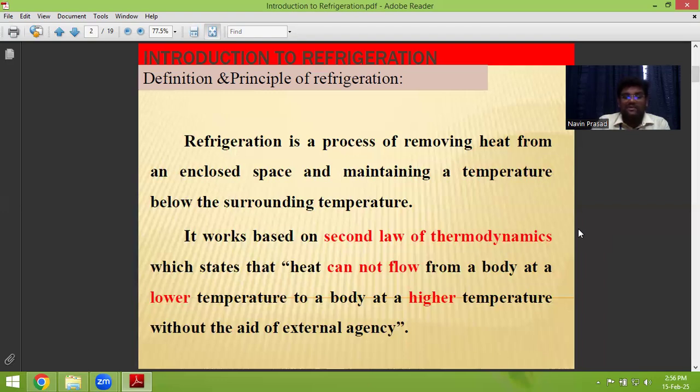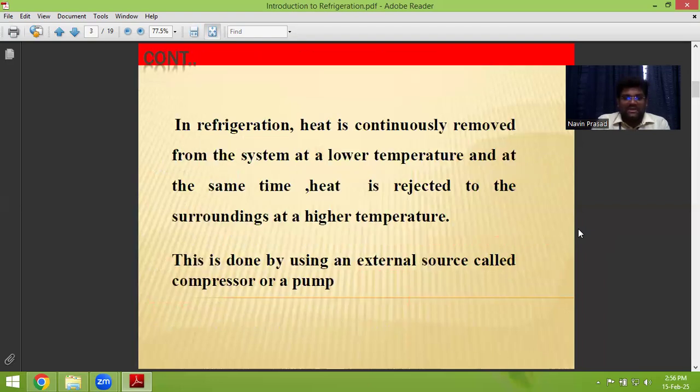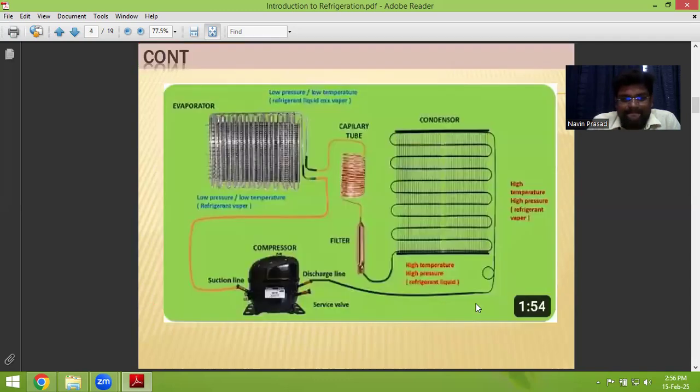So for this purpose, we are going to use either a refrigeration or air conditioning system. In refrigeration, heat will be continuously removed from the system at a lower temperature, and at the same time, heat will be rejected to the surroundings at higher temperatures. This is done only by using an external source, either a compressor or a pump.